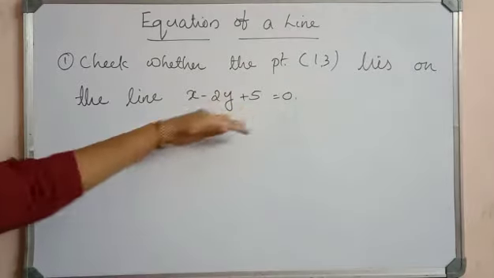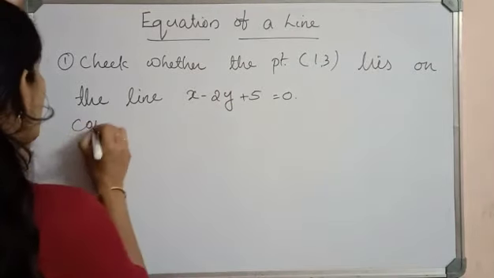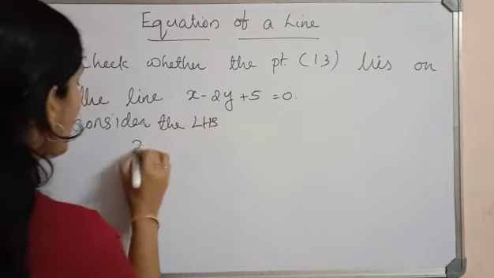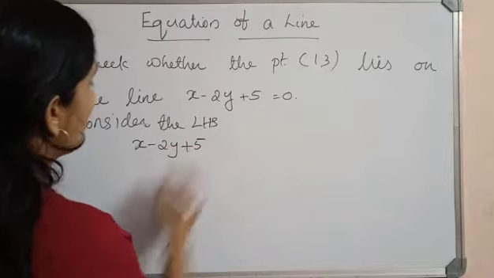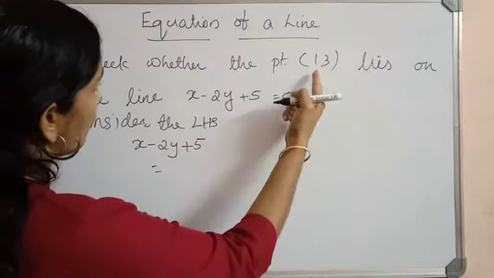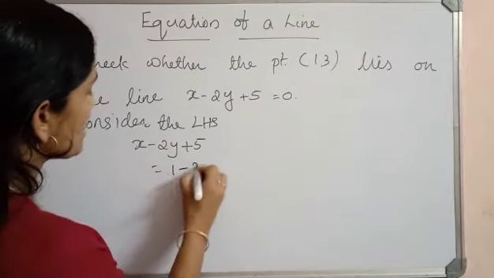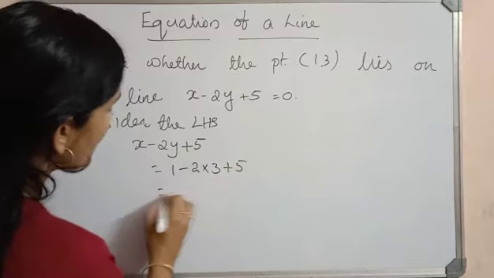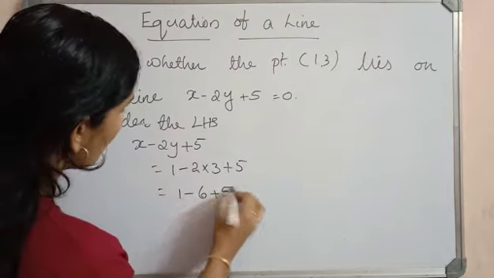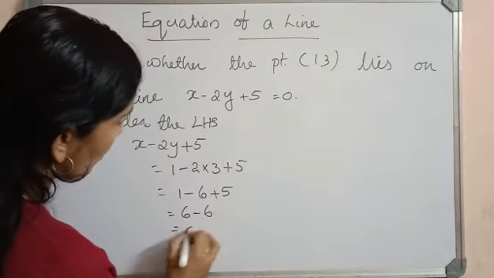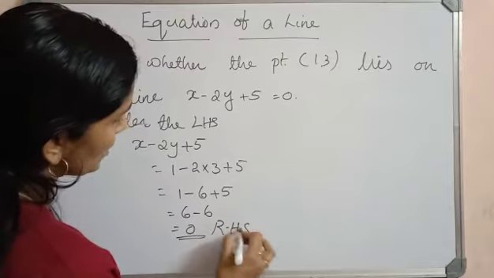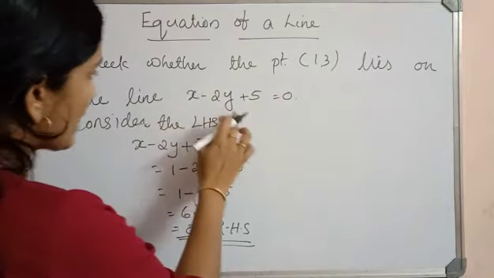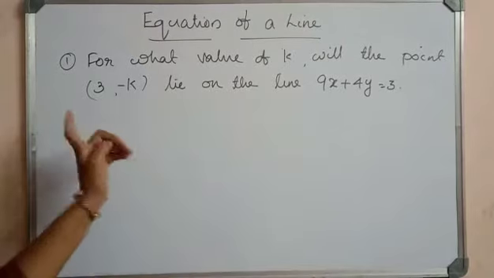Let's substitute the values of x and y. Consider the LHS, that is x minus 2y plus 5. Substituting x is equal to 1 and y is equal to 3, that's 1 minus 2 into 3 plus 5, which is 1 minus 6 plus 5, the same as 6 minus 6, that's equal to 0. That means we are getting the RHS here. Therefore, we can say that the point (1, 3) lies on the line x minus 2y plus 5 is equal to 0.